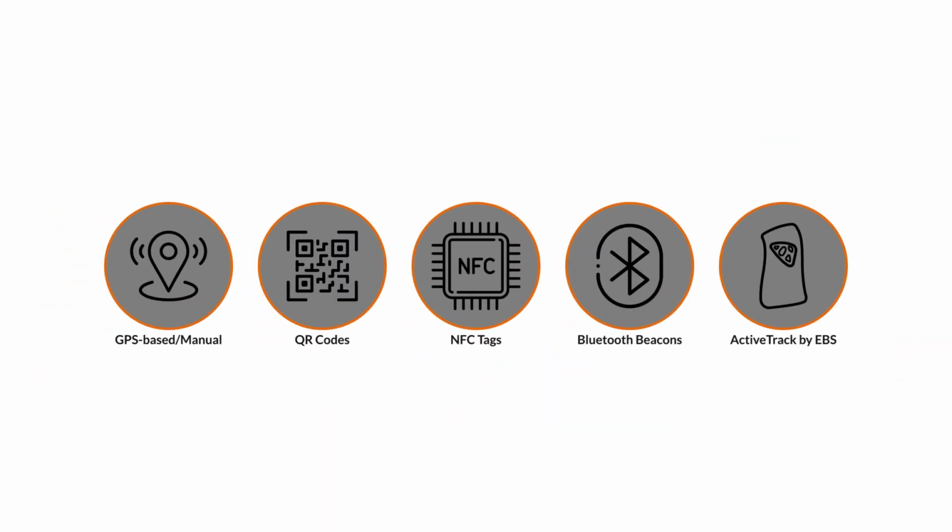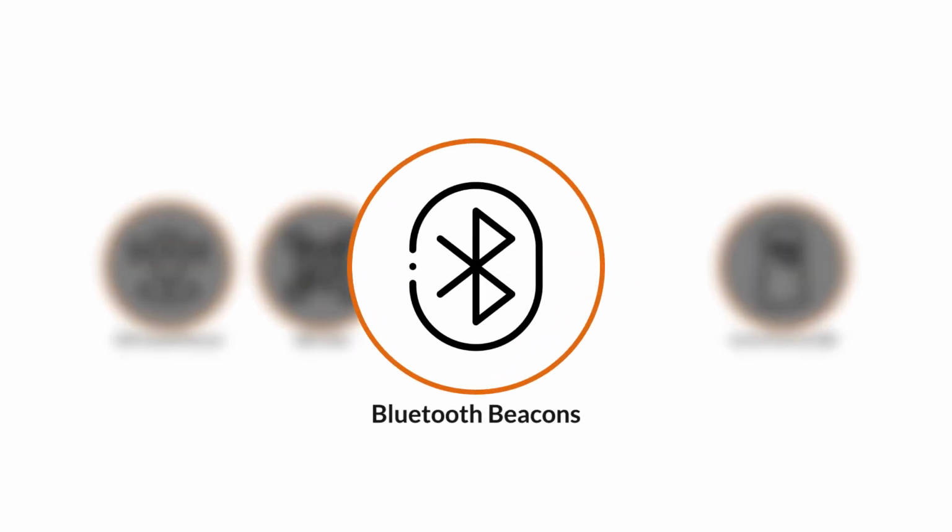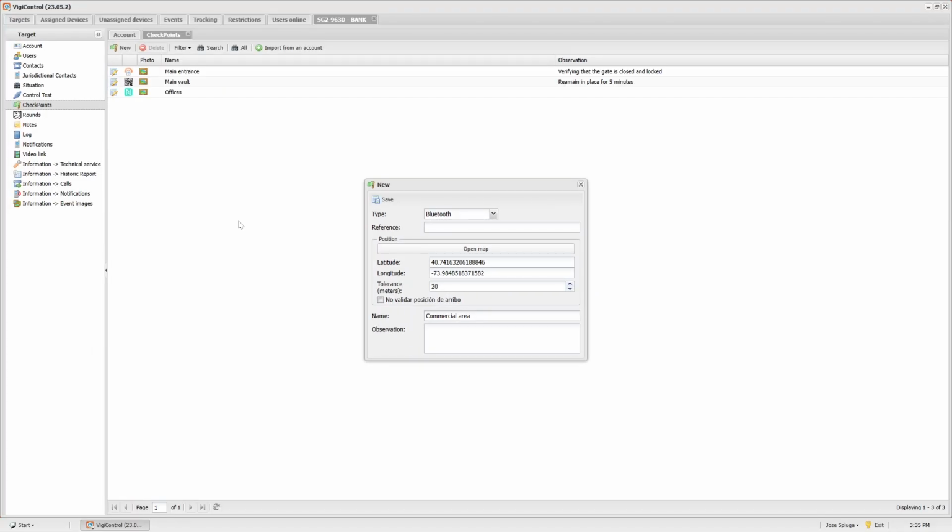Now, let's set up a checkpoint using a Bluetooth beacon. Once again, follow the same steps as with the other methods. Provide the address, name, and any necessary observations. Crucially, ensure you enter the device's reference number.